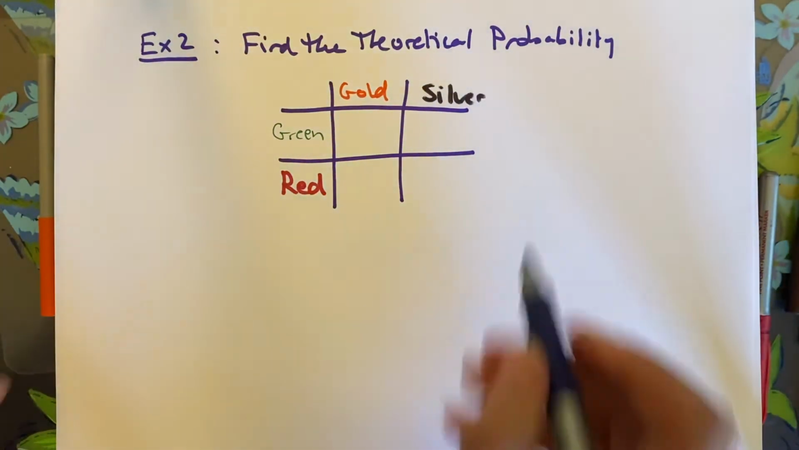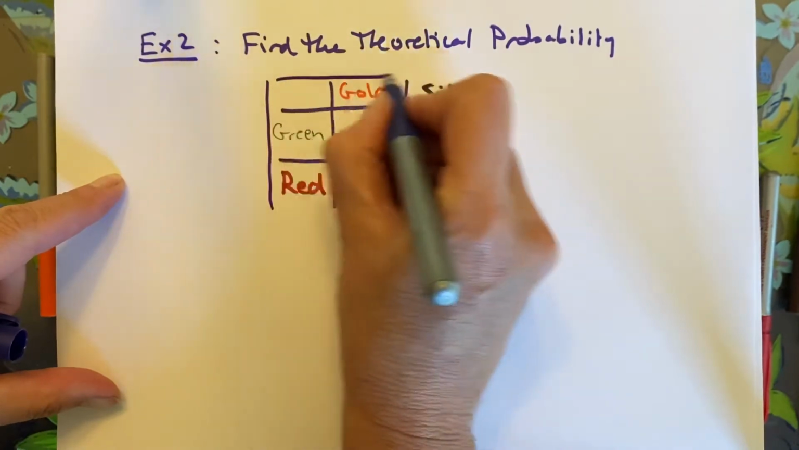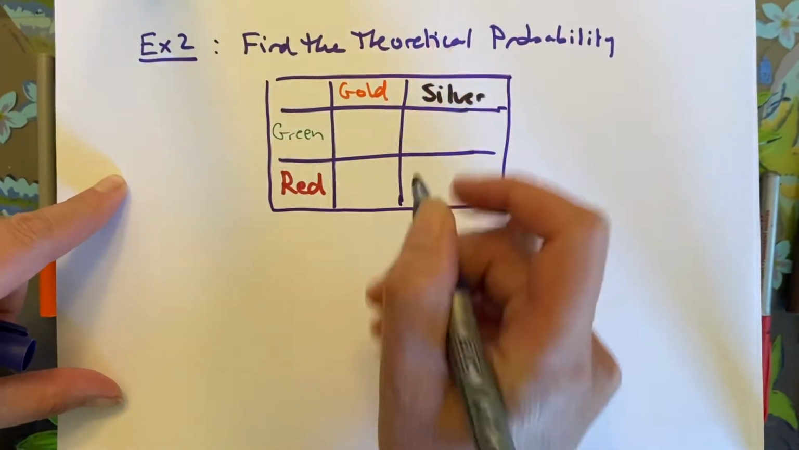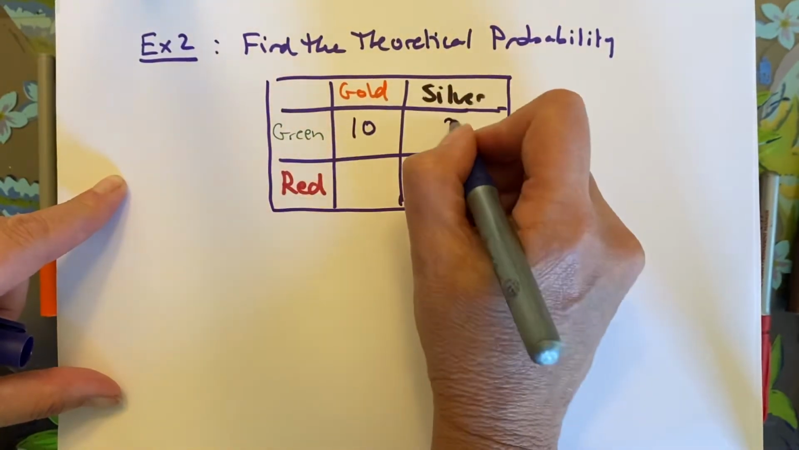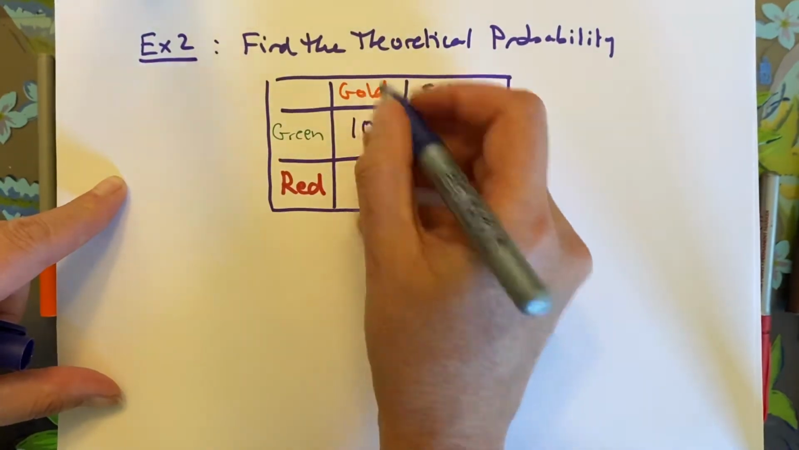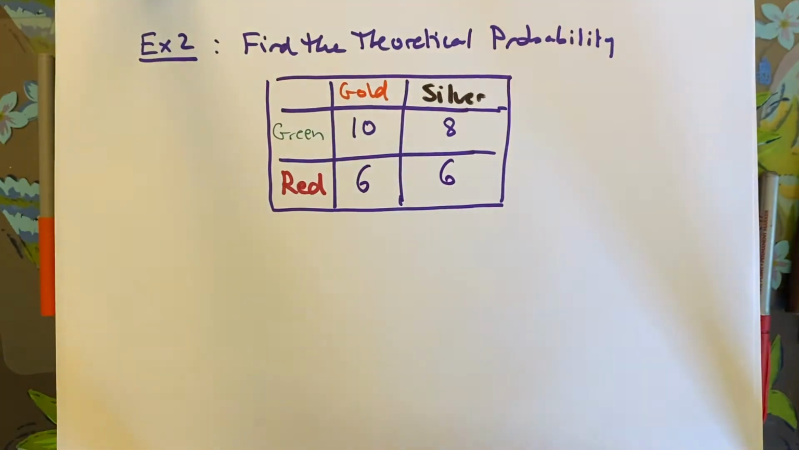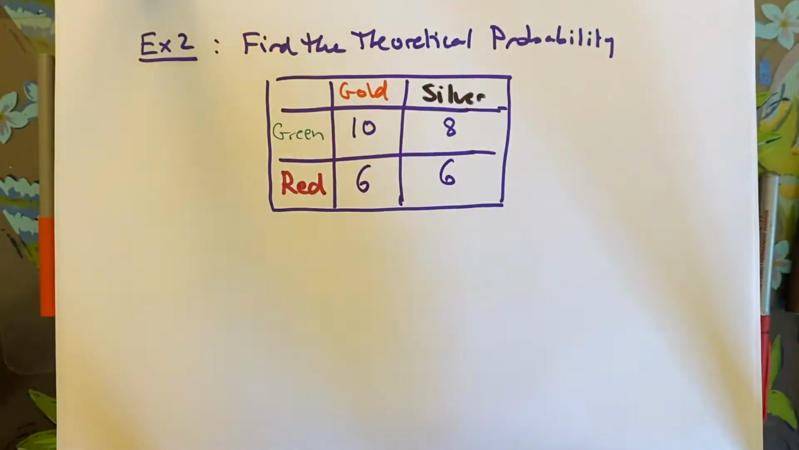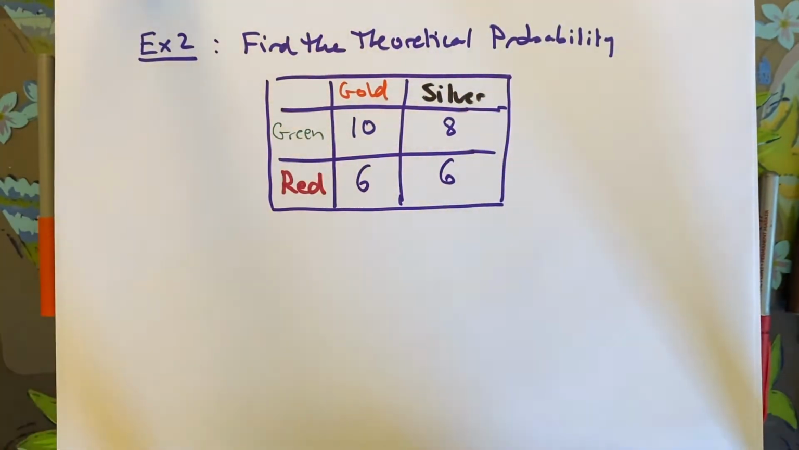Okay, let me complete my table. They have 10 green shirts with a gold emblem, 8 green shirts with a silver emblem, 6 red shirts with a gold emblem, and 6 with a silver. And that's what they have in stock. Somebody goes there, and these are all in a pile, and you can imagine this person is wearing a blindfold, reaches into the stock, and pulls out a shirt.